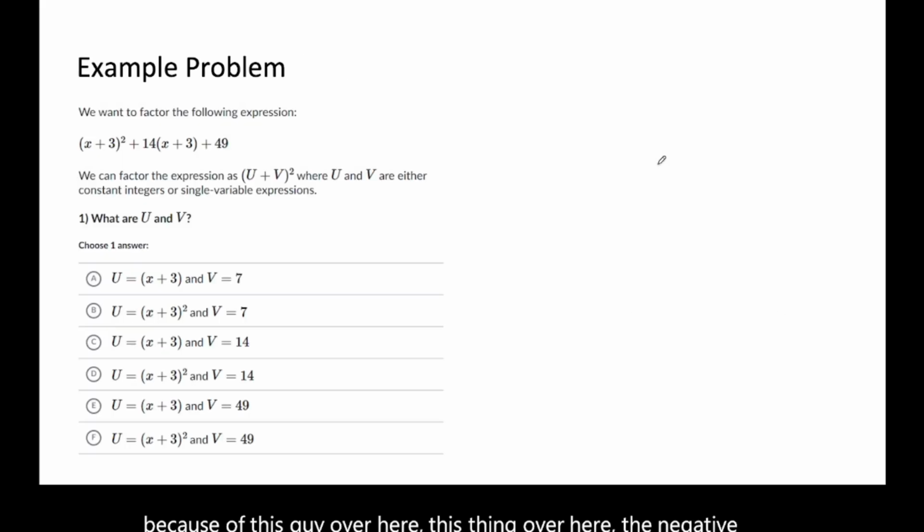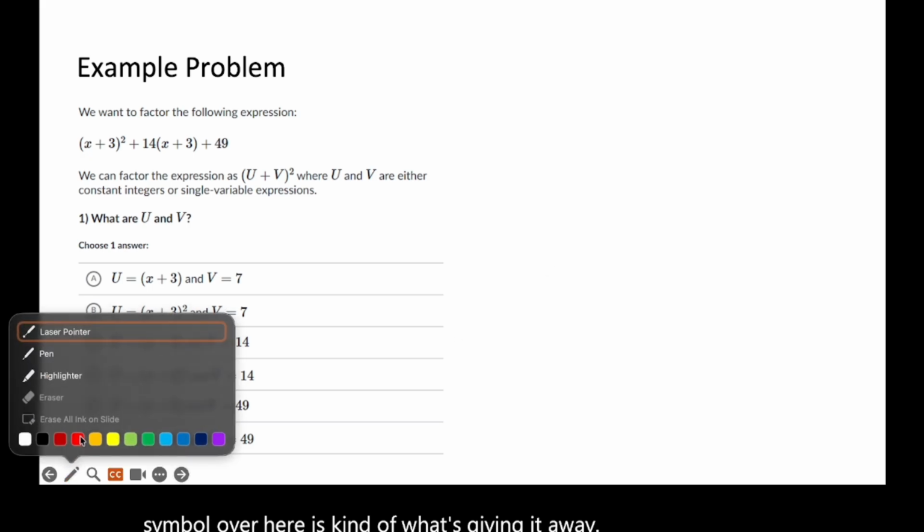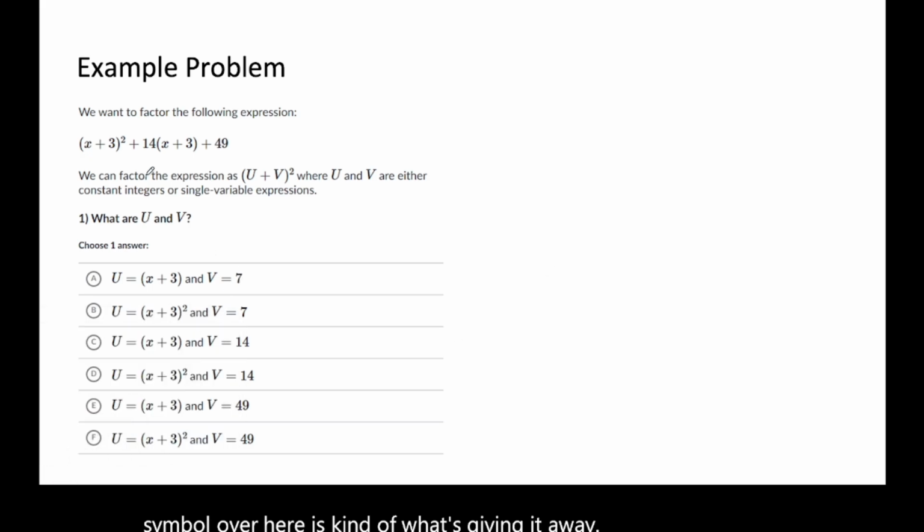Let's do an example problem. Let's do a simple example problem over here. We can factor the expression here, what are the u and v? So we can factor the expression as u plus v squared, where u and v are either constant integers or this. What is the u and v value?